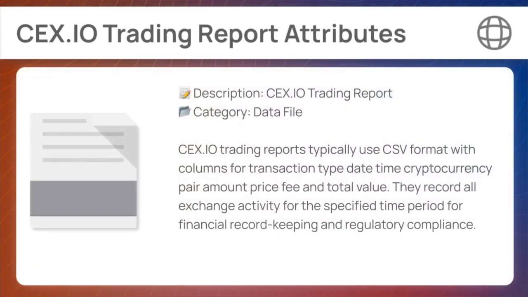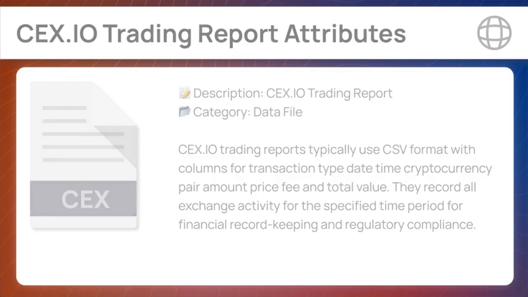CEX.io trading reports typically use CSV format, with columns for transaction type, date time, cryptocurrency, pair amount, price fee, and total value. They record all exchange activity for the specified time period for financial record keeping and regulatory compliance.